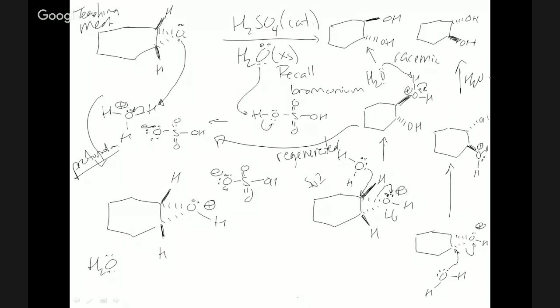Again, go back to the bromination. Look at that bromonium intermediate. So the bromination that we talked about in chapter 5 and 7. Take a look at that again.